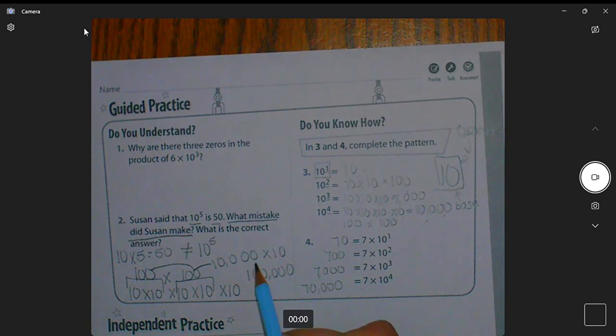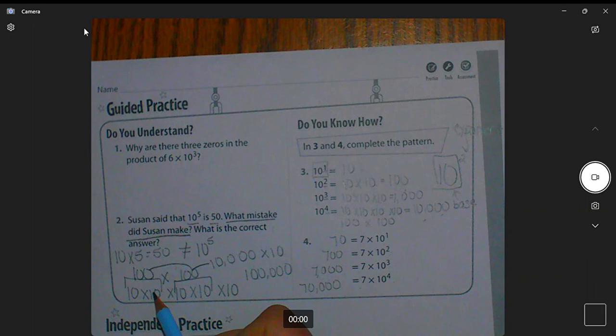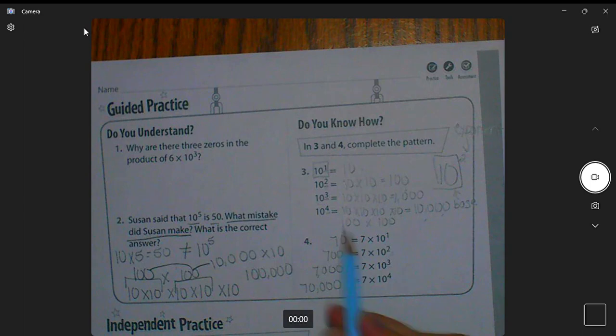The correct answer would be 100,000 because I know that 10 times 10 is 100. 100 times 100 is 10,000, but I still have one more 10 to multiply. So 10,000 times 10 is 100,000. I can use my pattern to help me figure this out, because if 10 to the 4th power is 10,000, 10 to the 5th power adds another 0 and bumps my comma over. So it gives me 100,000.